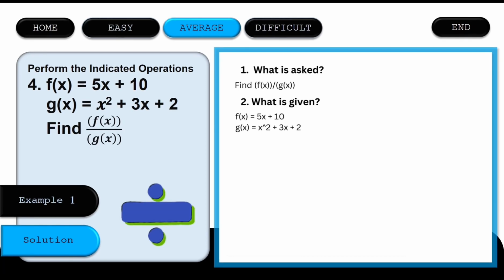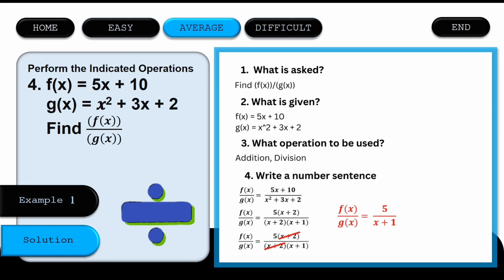Ang mga operation na gagamitin sa problem na ito, addition and division. To write our number sentence, we have to use the notation f of x over g of x. Again, substitute lang natin ang given values ng f of x and g of x. Kaya magkaroon tayo dito ng 5x plus 10 over x squared plus 3x plus 2.